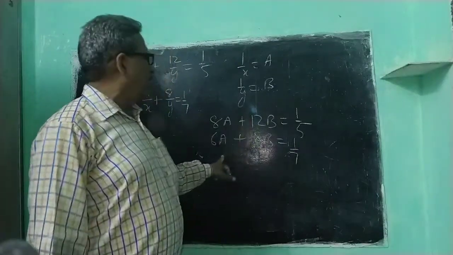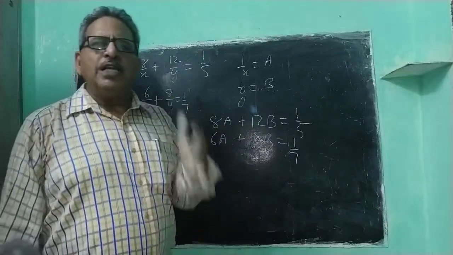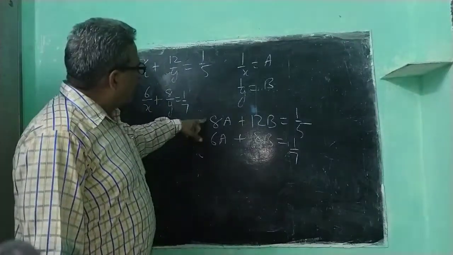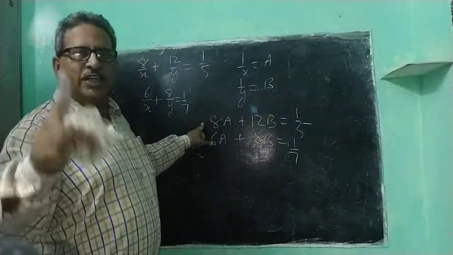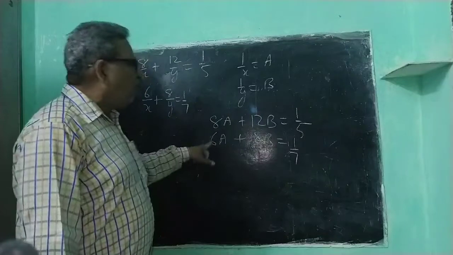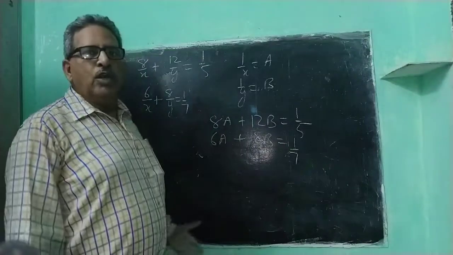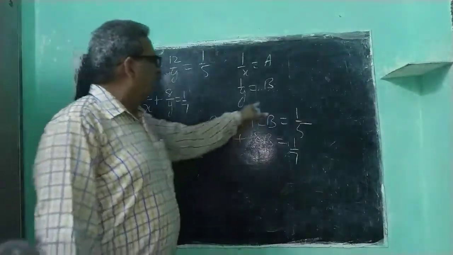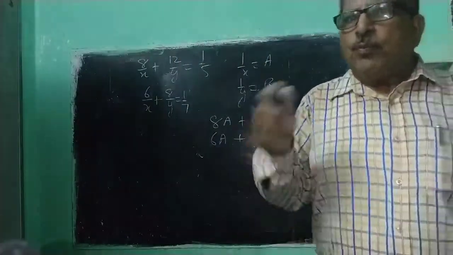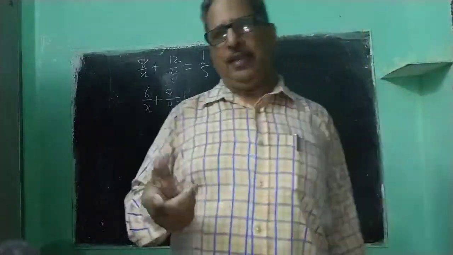So use any method here. Okay, it is very simple to use the elimination method here. Very simple, beta. So you can multiply this equation by 3, so 24a will come. Multiply this equation by 4, so 24a will come. So when we subtract, 24a will be cancelled. We shall get the value of b. Okay. So once we get the value of b, put that value in any one of the equations, you will get the value of a.